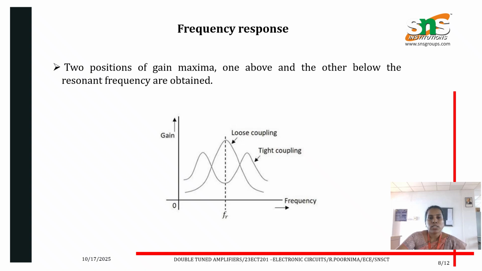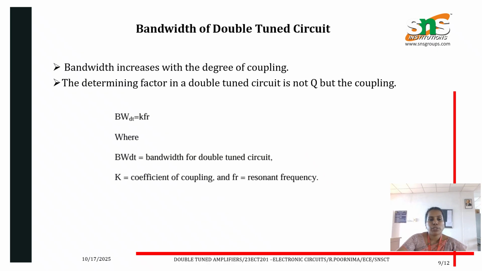So let's see the frequency response. Here there are two positions of gain maxima. For example, gain versus frequency is drawn. At a particular resonant frequency we have two maxima. So this is the tight coupling. This will be achieved by adjusting the distance between the two coupled circuits. And now the bandwidth of the double tuned circuit: the bandwidth increases with the degree of coupling. For example, we can write the bandwidth as K into Fr, where K is the coefficient of coupling. So this factor is the determining factor of the double tuned circuit.